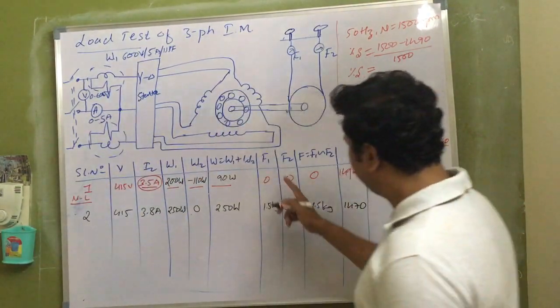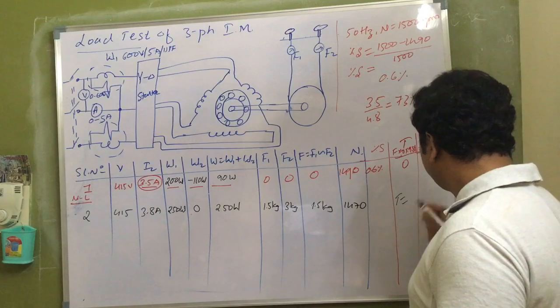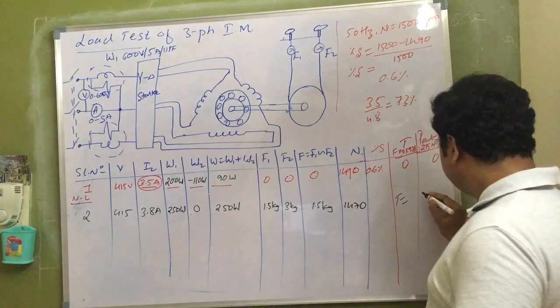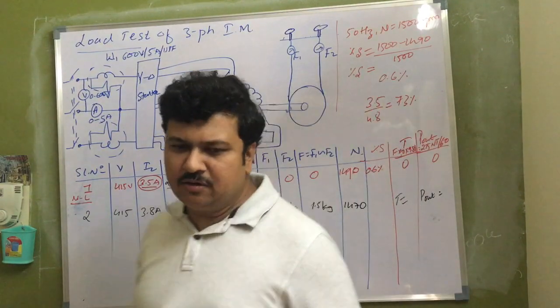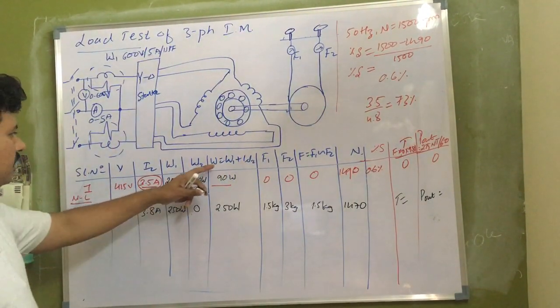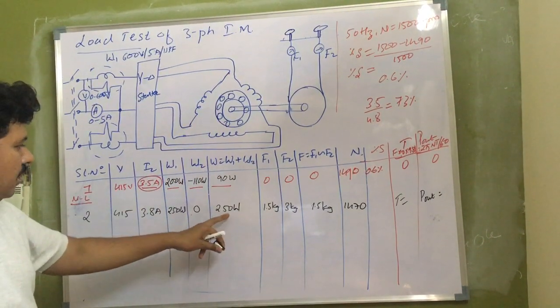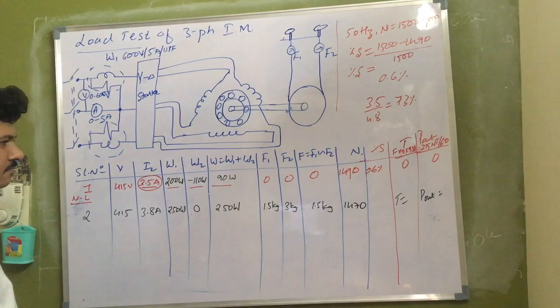Because F1 minus F2 is not 0, I will get some value of torque. Because torque is not 0, I will get some value of P out. Now I can conveniently calculate efficiency, P out by P in. P in is what? I can take W1 plus W2 directly. W1 plus W2 is my P in. We need not worry much there.